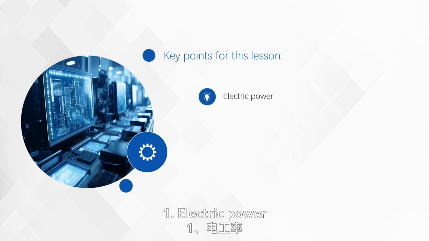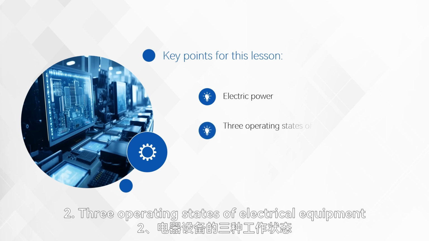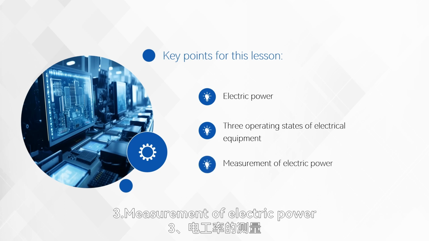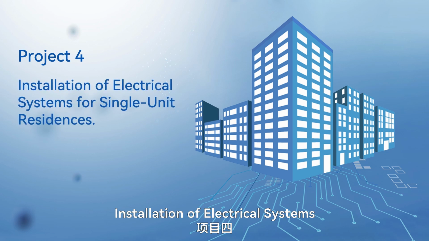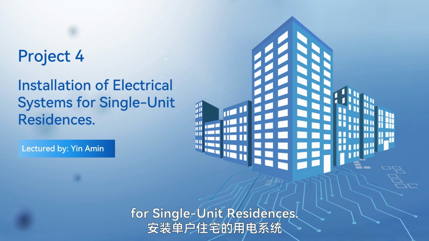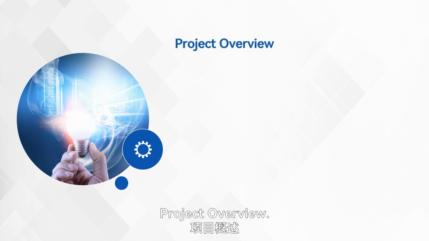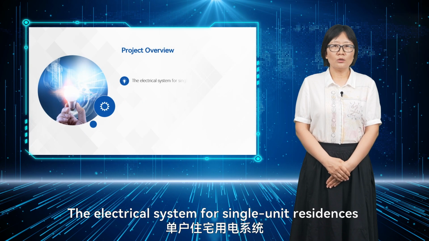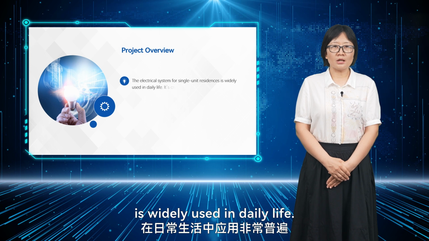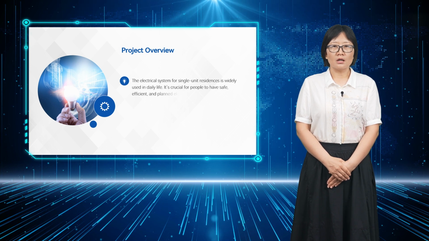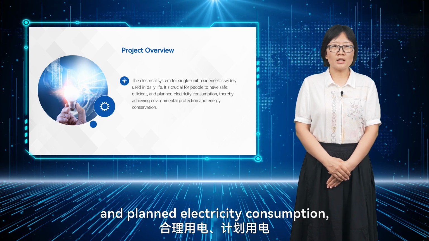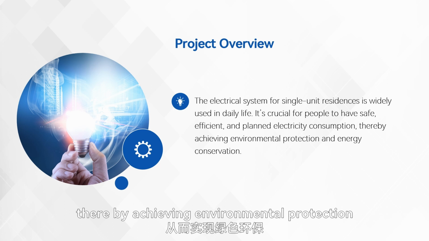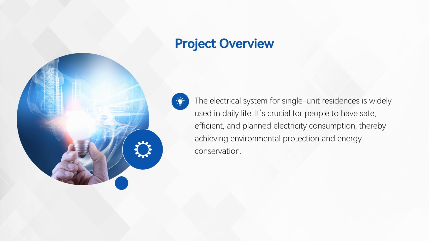1. Electric power. 2. 3 operating states of electrical equipment. 3. Measurement of electric power. Now let's study Project 4 Installation of Electrical Systems for Single-Unit Residences. Project Overview. The electrical system for single-unit residences is widely used in daily life. It's crucial for people to have safe, efficient, and planned electricity consumption, thereby achieving environmental protection and energy conservation.